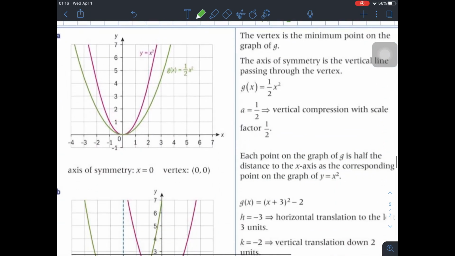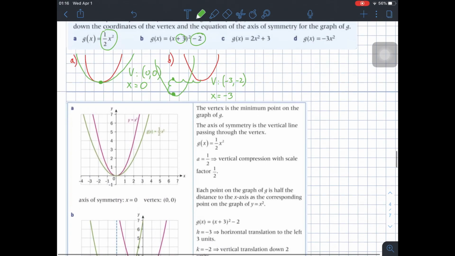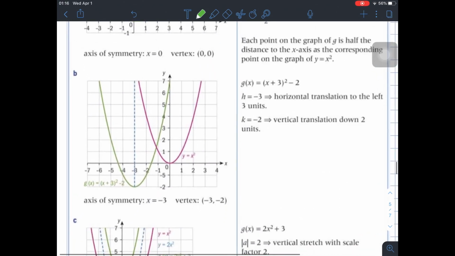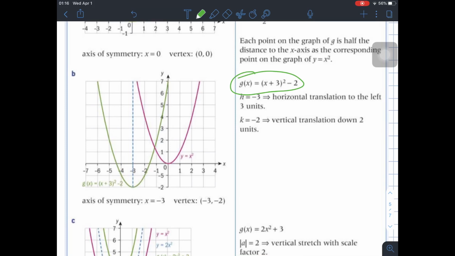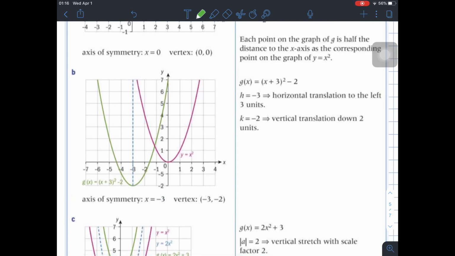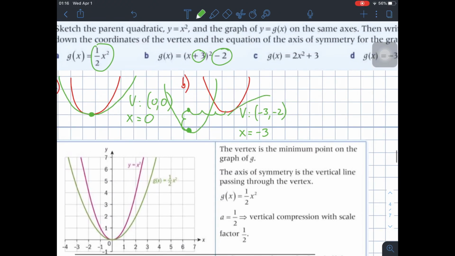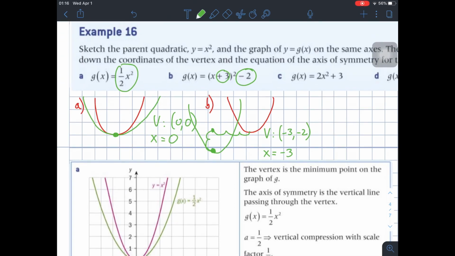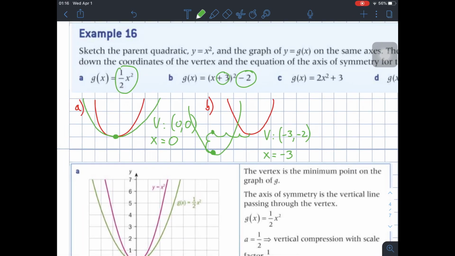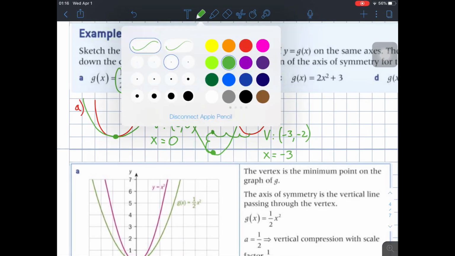Okay? So let's see the resolution here. You see that we get the same graph. It says g of x equals (x plus 3) squared minus 2, h equals negative 3, a horizontal translation to the left 3 units, k equals negative 2, that's a vertical translation down 2 units. So the axis of symmetry is x equals negative 3, and the vertex is negative 3, negative 2, which is the same thing we got here. This is how I quickly analyze the problem without having to use a calculator to sketch the graphs.